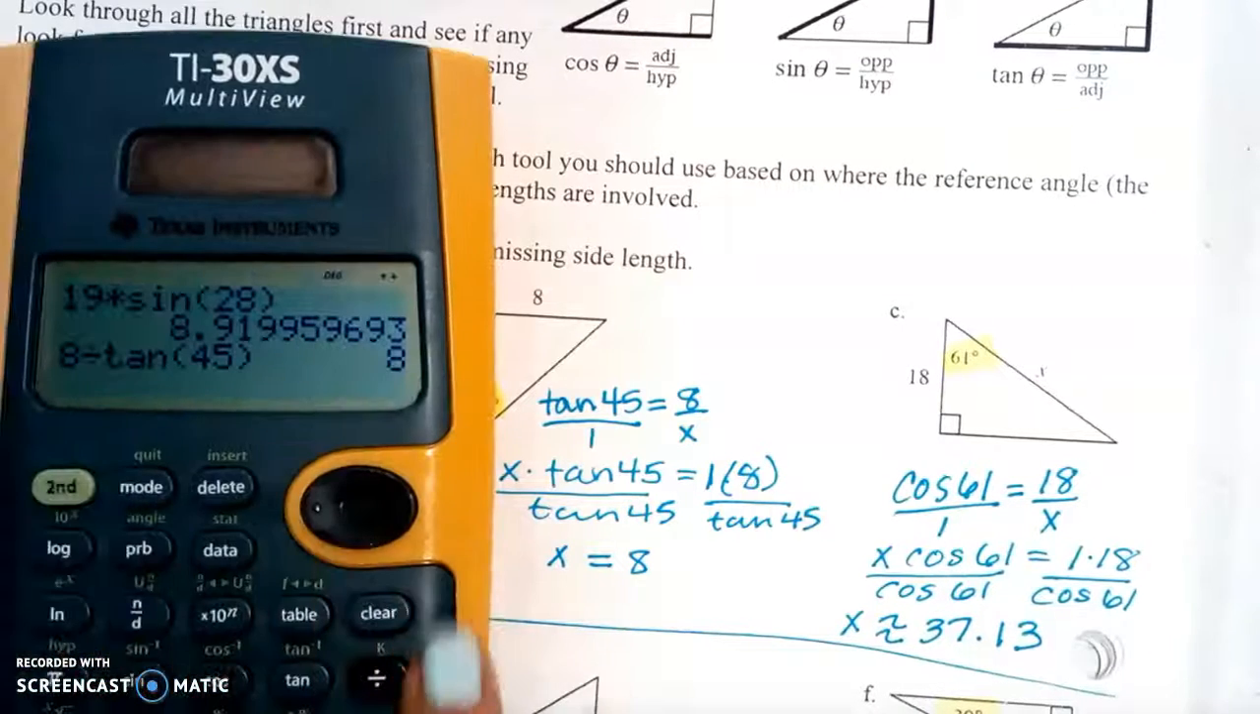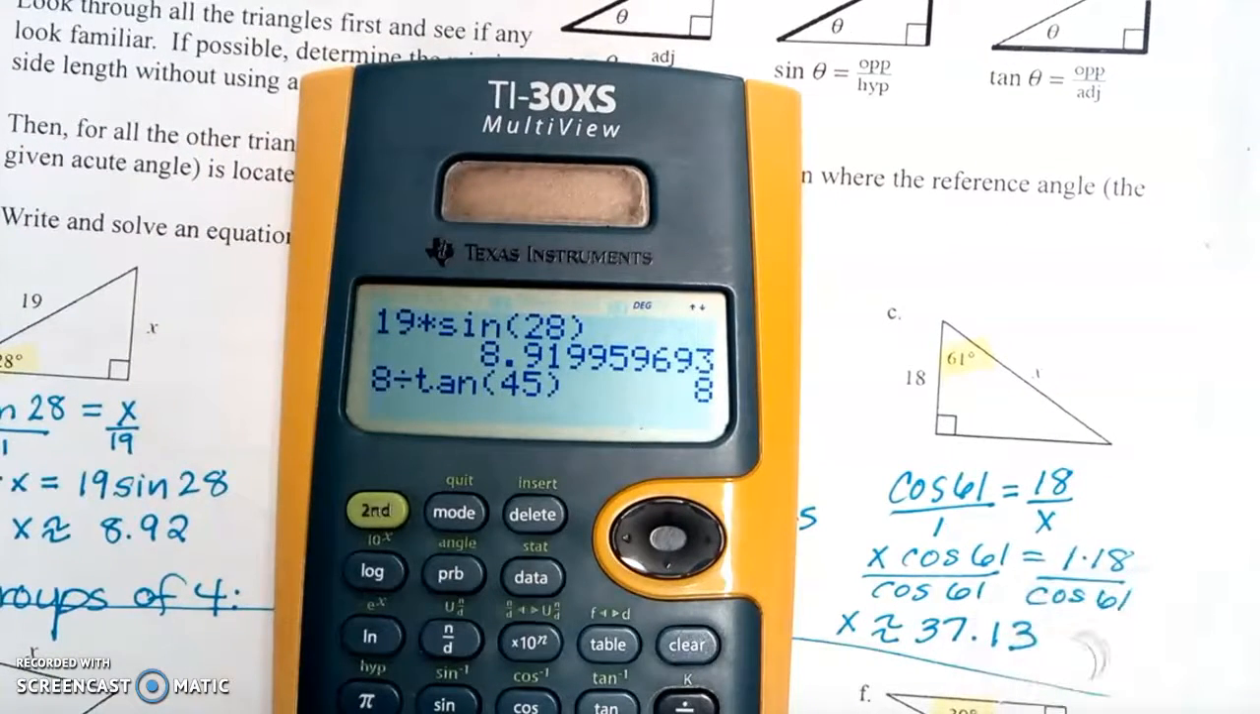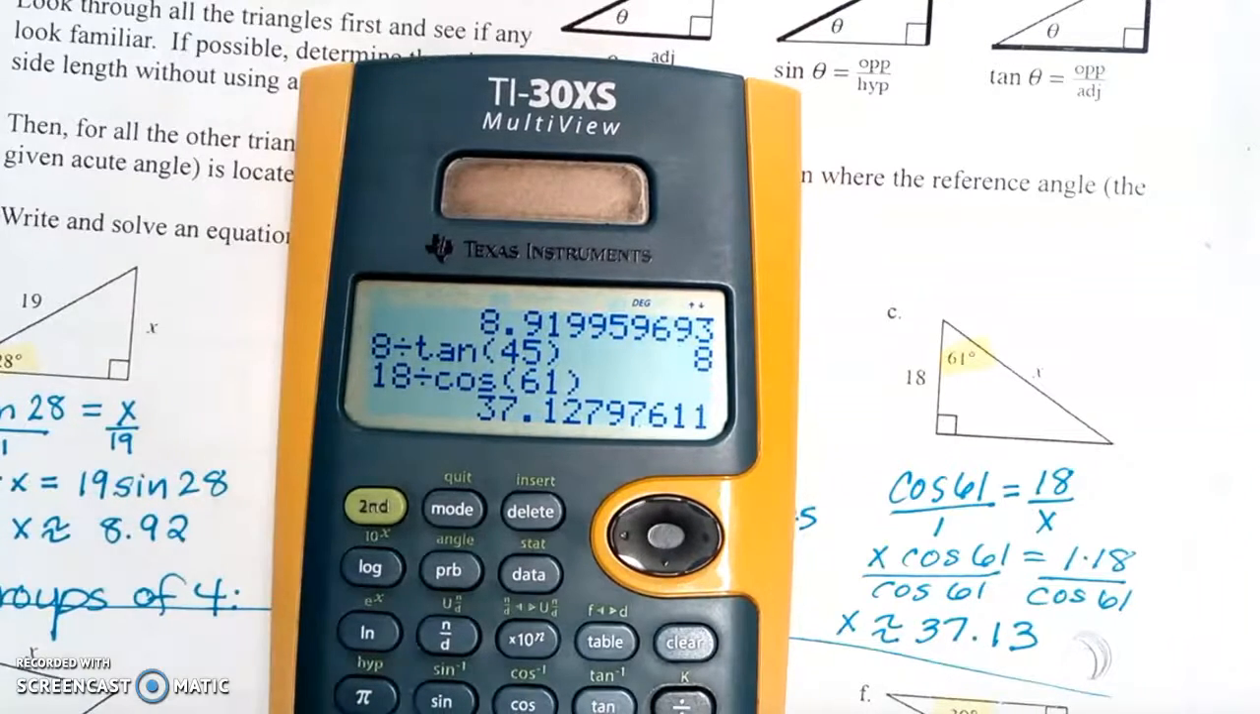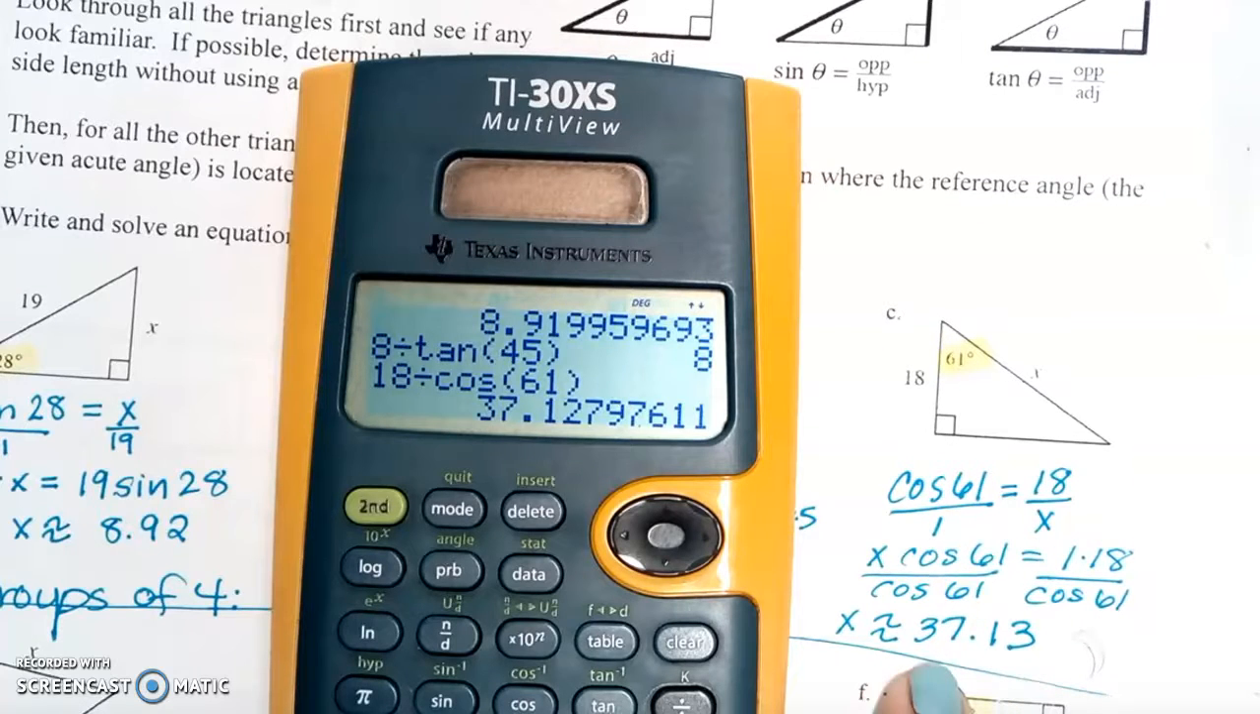And here's how it goes in the calculator. We're going to have 1 times 18, which is 18. So 18 divided by the cosine of 61. Hit the equal sign. And we've got 37.12, but next to the 2 we have a 7, so we're going to round up. So we're going to end up writing our answer as 37.13.